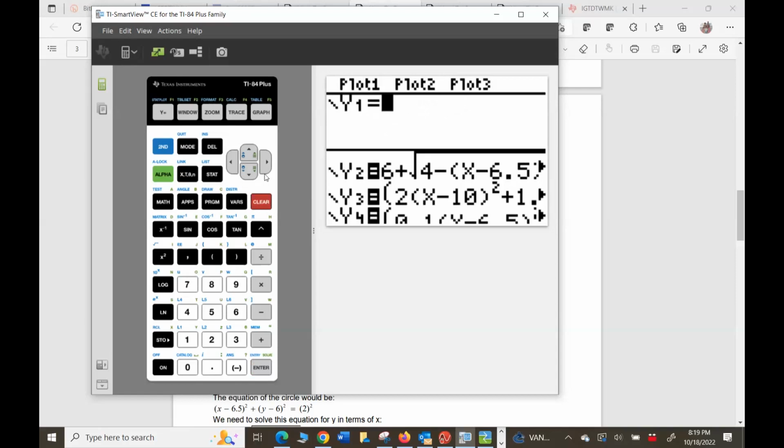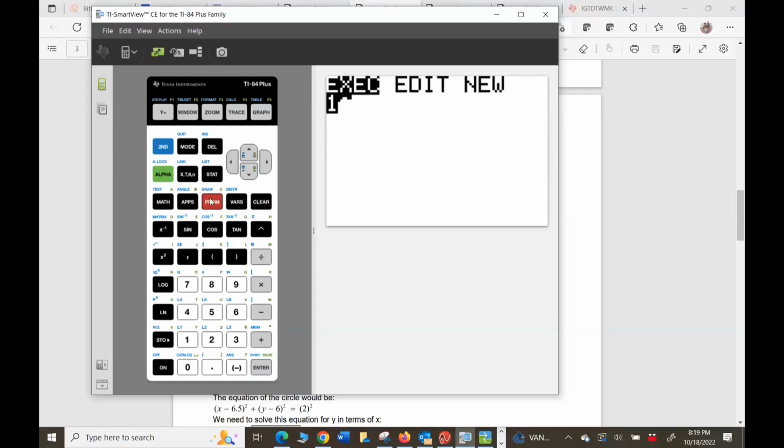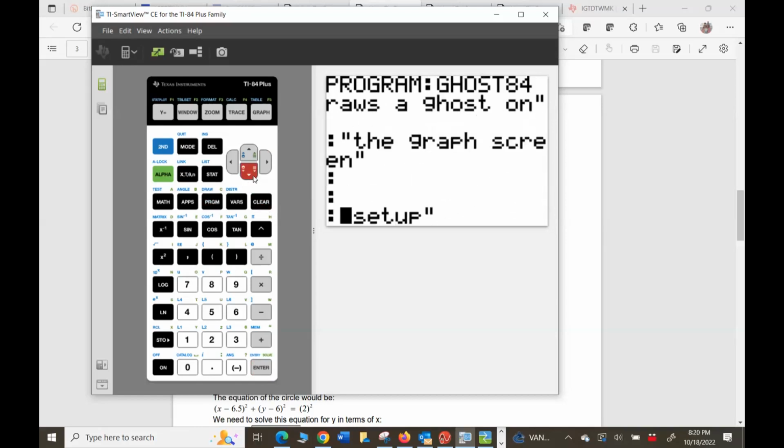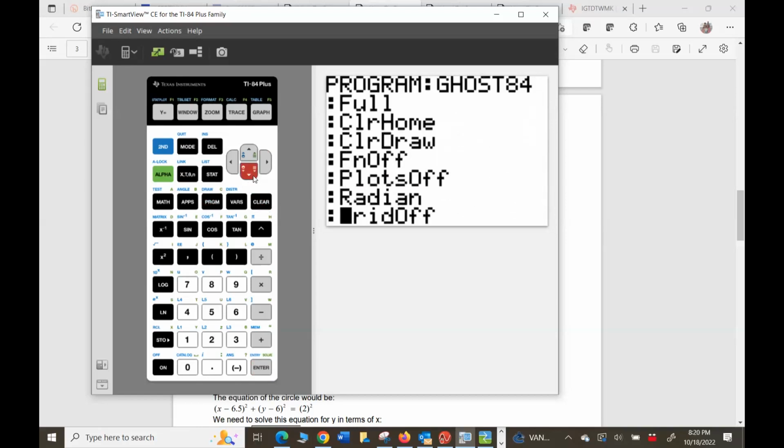PDF. Oh, and show the program. Yeah, maybe I'll show the program as well. If I edit in Ghost, you can see, as at the beginning, this is the setup I put at the beginning of almost all my programs.